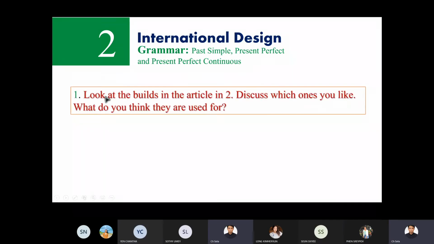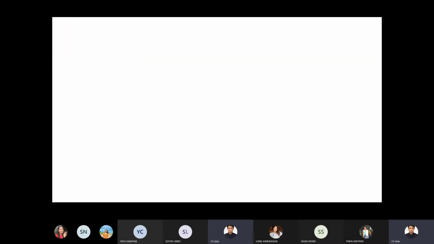All right. Look at the buildings in the article in exercise two, and discuss which ones you like and what you think they are used for. So there are two questions for you. They just want you to see the building. The first question, which one do you like? The second one, what do you think they are used for? Used for shopping, used for school, used for sport or whatever.